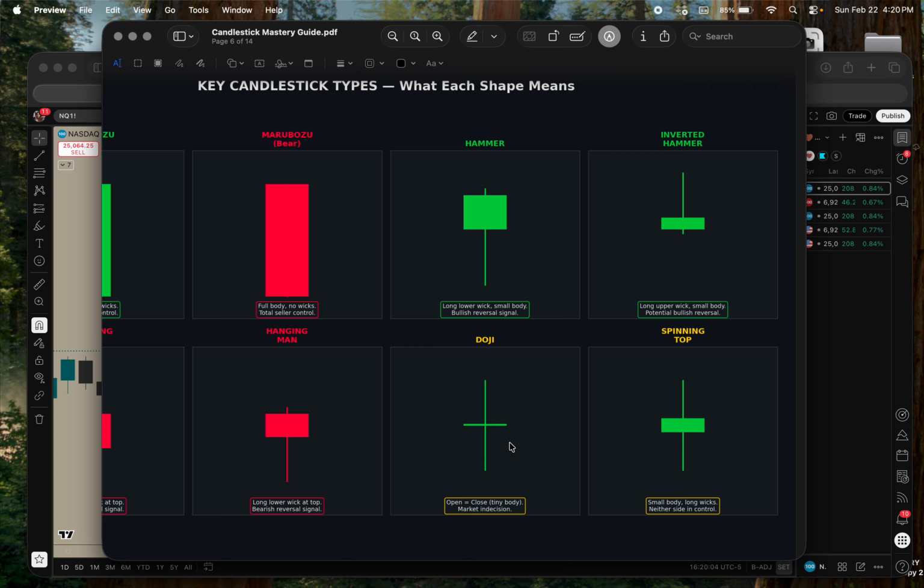Same thing here. It's like half and half. You've got a body here that's really small. You've got equally long wicks on either side, and this body is small as well, but obviously bigger than this. These are doji or spinning tops, where you don't know if we're going to go bullish or bearish.